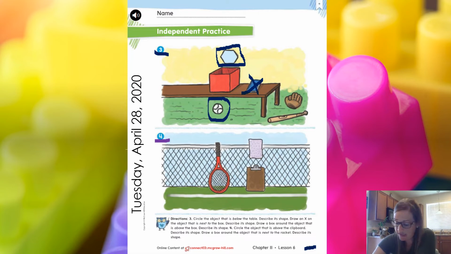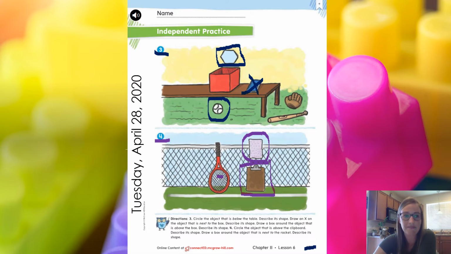So number 4 said to circle the object that is above the clipboard. So here's the clipboard. I'm going to circle the object above it, and it's in the shape of a rectangle. Good. And then I'm going to draw a box around the object that is next to the racket. Well, here's the racket, and the object next to it is the clipboard, so I'm going to draw a box around it. And remember that clipboard's also in the shape of a rectangle.